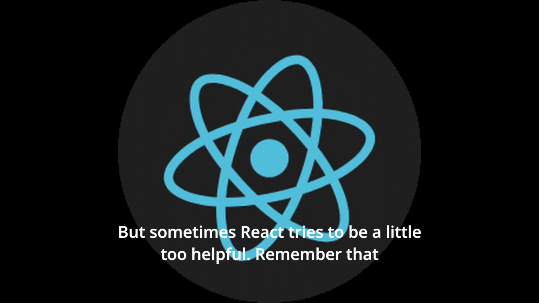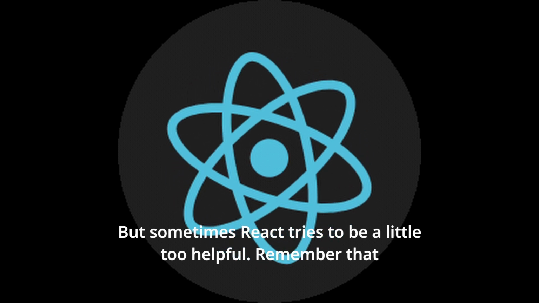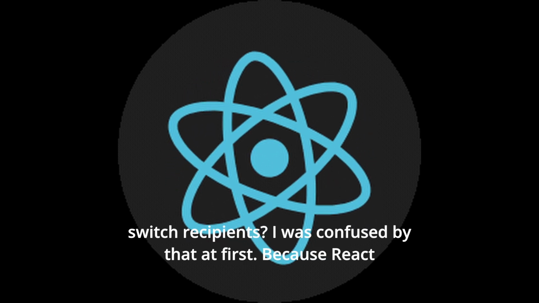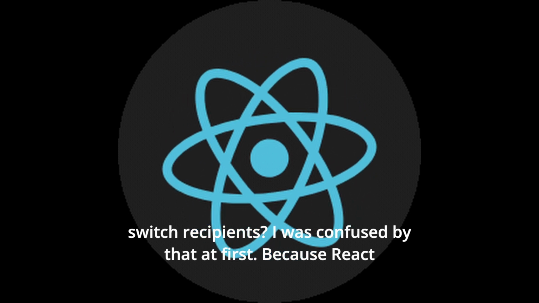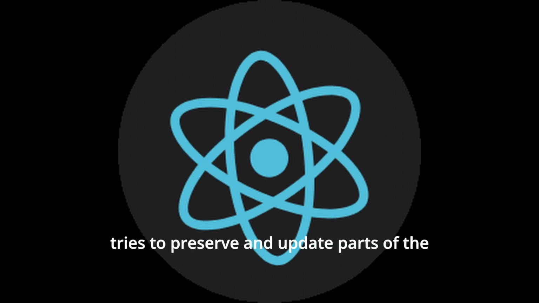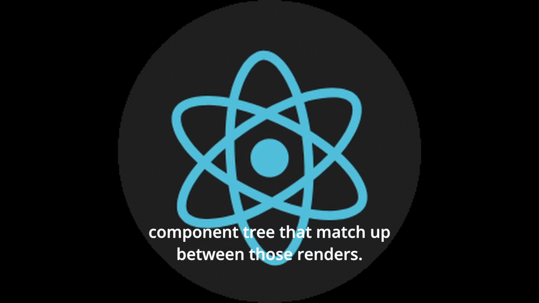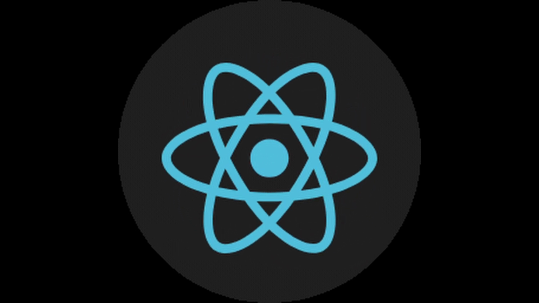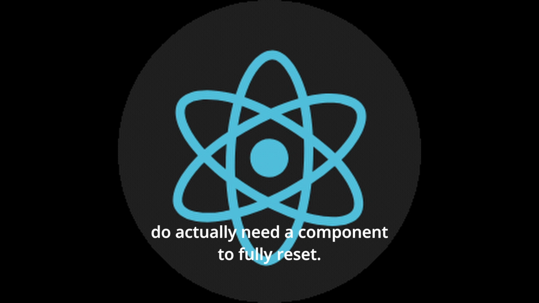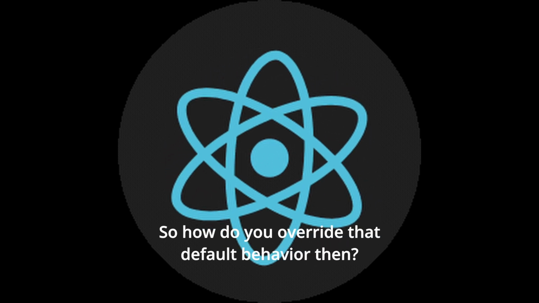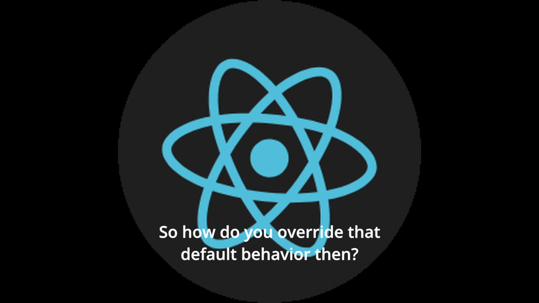But sometimes React tries to be a little too helpful. Remember that chat app example where the input field doesn't reset when you switch recipients? I was confused by that at first. Oh, yeah. Because React tries to preserve and update parts of the component tree that match up between those renders. It's all about efficiency, but sometimes you do actually need a component to fully reset. So how do you override that default behavior then?